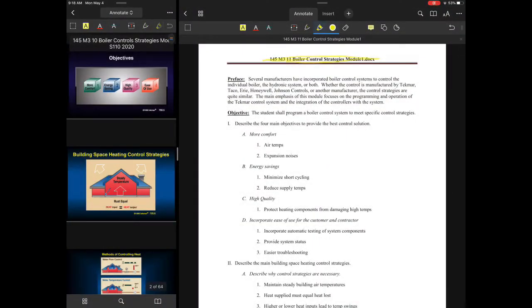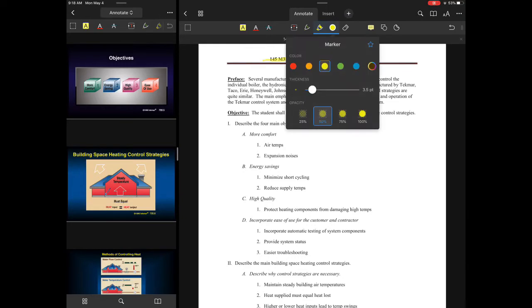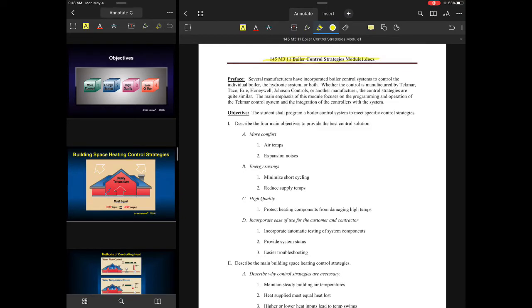First of all, the first slide here talks about comfort and energy savings and high quality energy use. So we're going to hit some of that. Specifically, in the boiler systems that we're dealing with, it talks about describing the four main objectives when you provide the best control situation. So first thing is, everybody's trying to control a system so the customer is more comfortable.